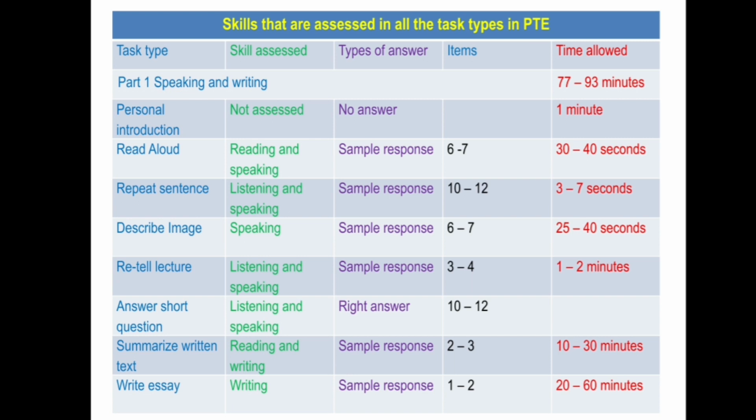As soon as you finish your speaking part, you move toward the writing area. There you find the first item, that is summarize written text, where 2 skills are being assessed, reading and writing. Here you have to read a text of a particular length, and then you have to make a summary of it.